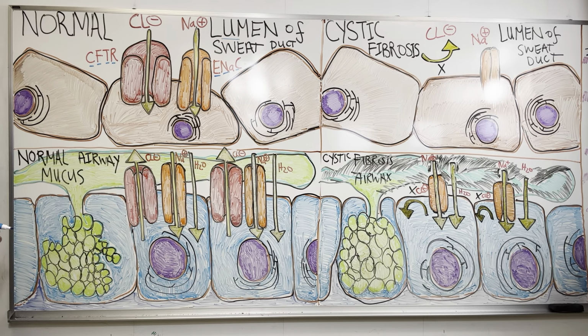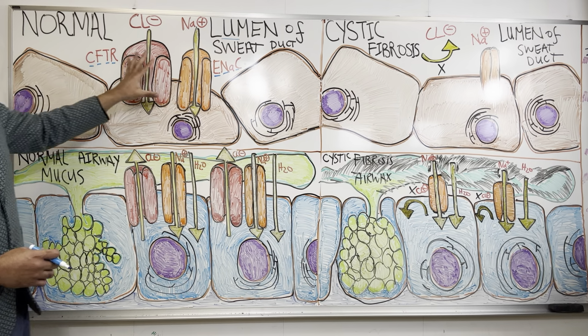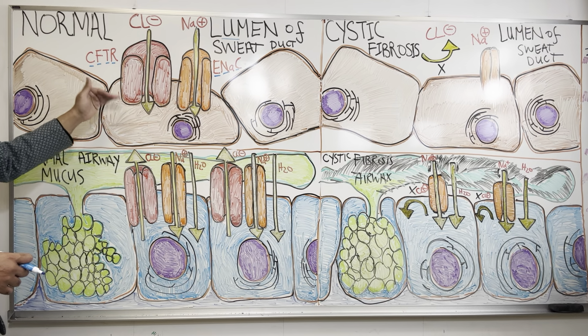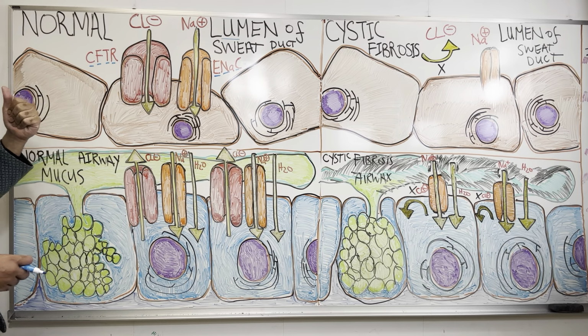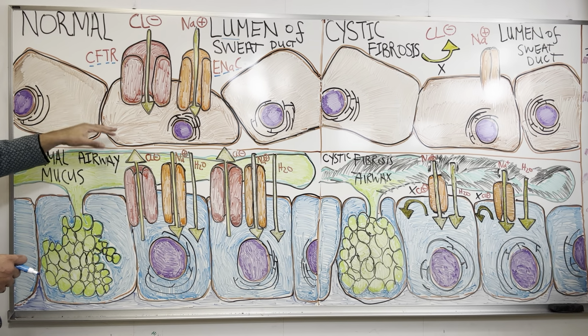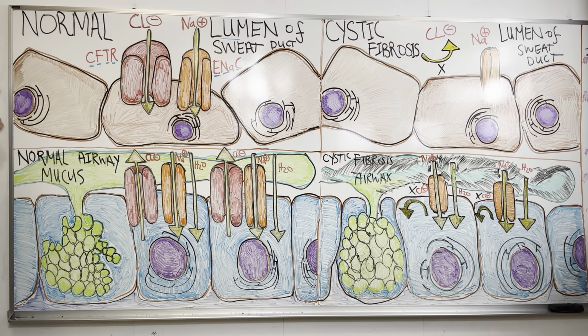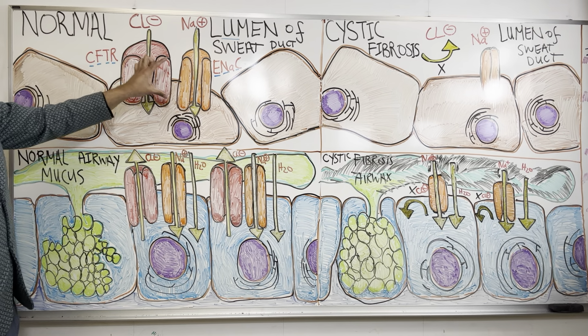This is very, very, very important. Now we're done with the sweat gland. We're gonna see what's gonna go wrong when we move on to the next illustration. But for now, all we need to know is how do things look normally? They look normally like two channels.